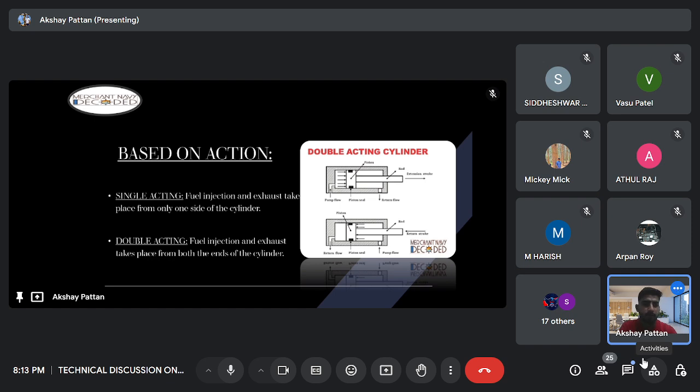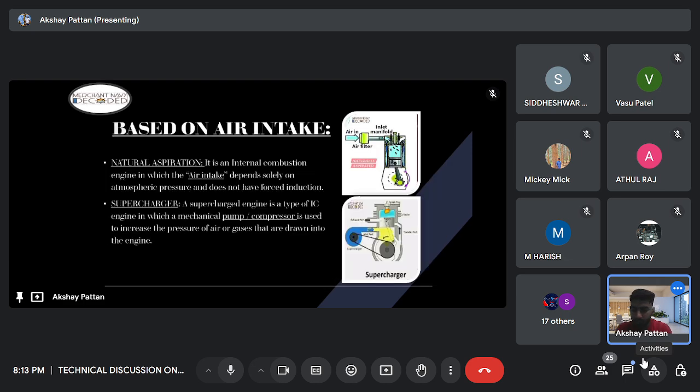Is there any doubt in this? No, sir. Okay, shall we move to the next part? Based on air intake. Can anyone tell me about classification based on air intake? I have already shown the slide, you can refer to the diagram as well. Guys, please speak up.